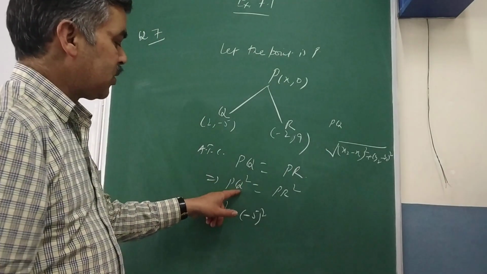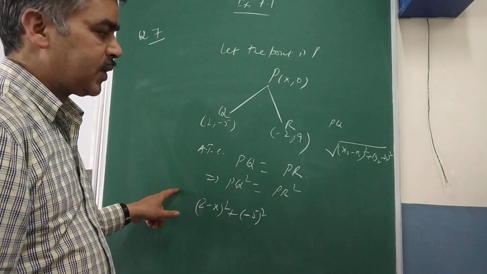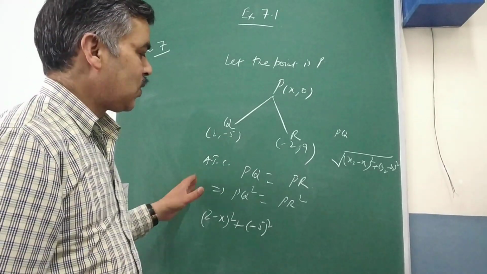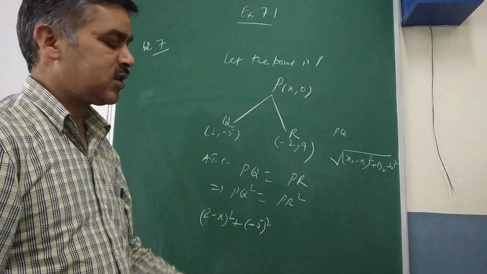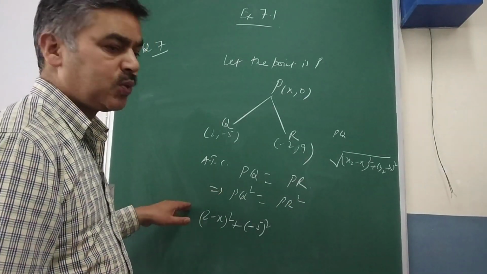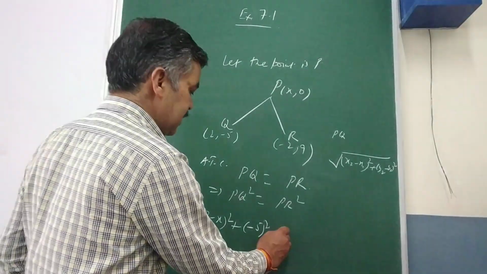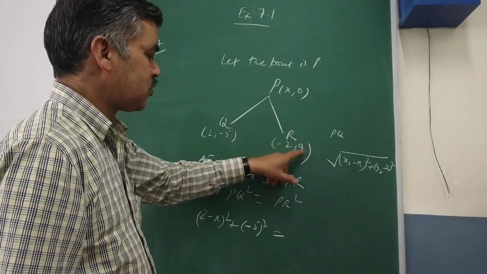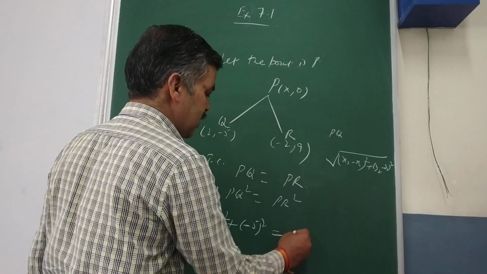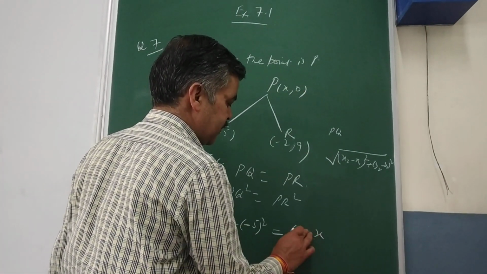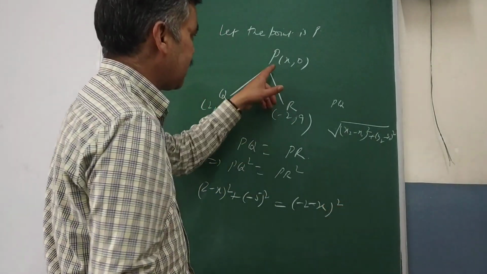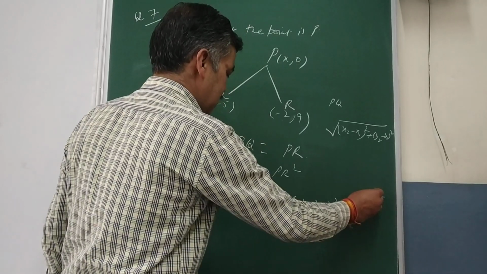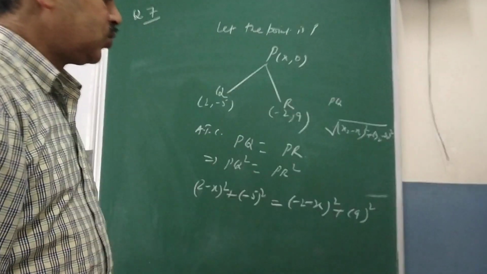So I am writing PQ square, so there is no need to put the square root sign. If you are writing PQ, then you need to put the root sign. Otherwise you have to show how you cancel the root sign. So when squares are there, there is no need to put the root sign. And similarly on this side, suppose this is x1, this is x2, this is y1, this is y2. So x2 minus x1, that is (minus 2 minus x) whole square, plus (9 minus 0), which means 9 square, and no need to put the root sign over there.